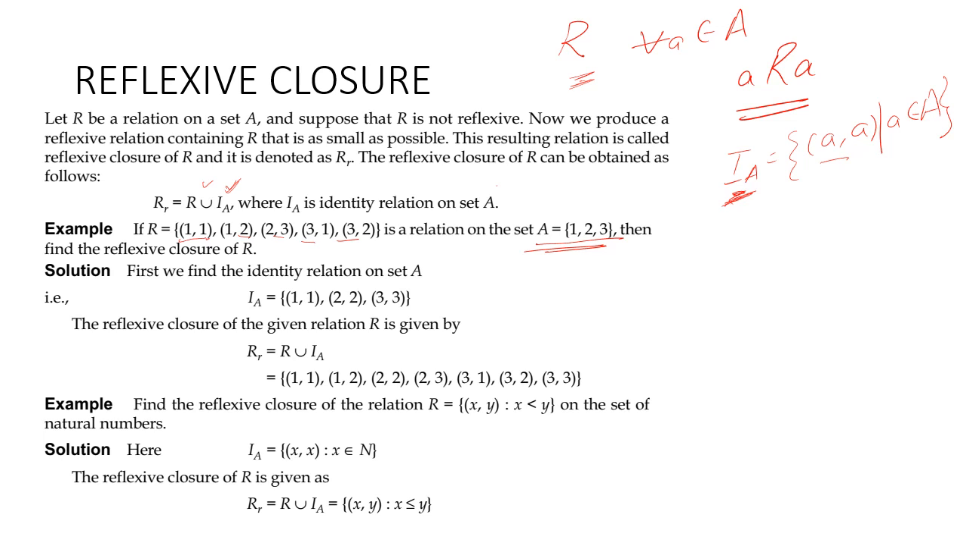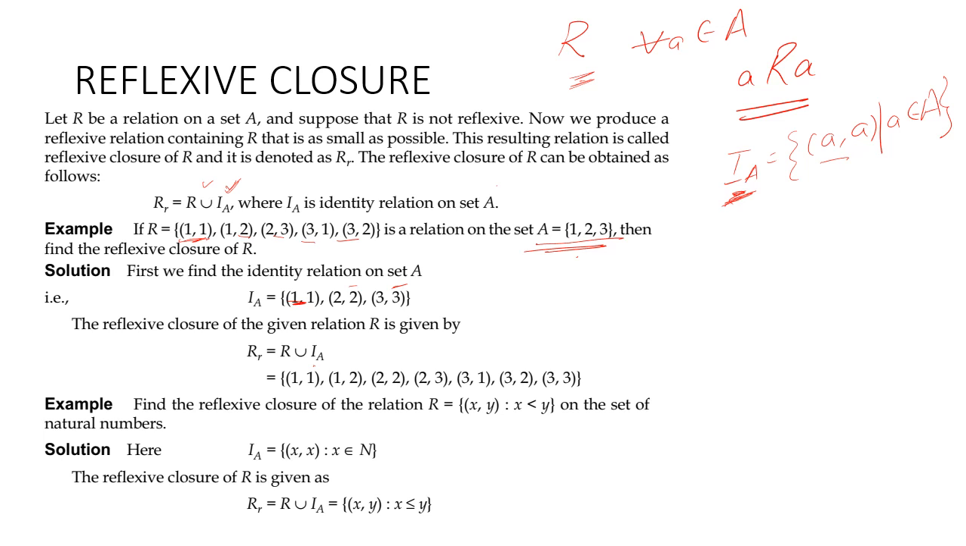This example: (1,1), (1,2), (2,3), (3,1), (3,2). This is not a reflexive relation. If I try to write the identity relation for this set, I get (1,1), (2,2) and (3,3). See, (1,1) is present over here also, but (2,2) and (3,3) are the two pairs which are present in the identity relation but not present in the given relation. So if I take the union of these two, the given relation and the identity relation, (1,1) is present over here and (1,1) is present over here. As the resultant is a set, it will be taken only once and it will have (1,1), (1,2).